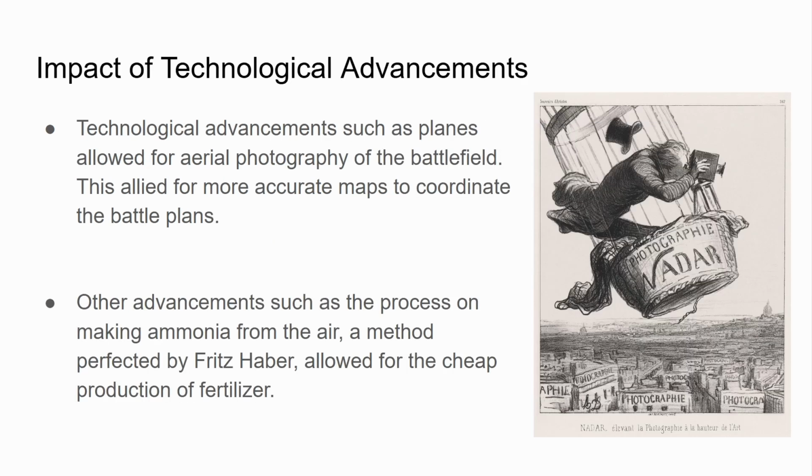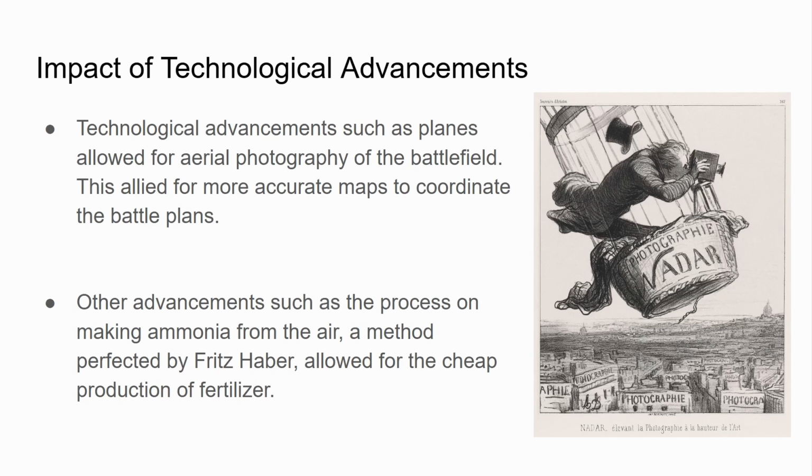Next, the impact of technological advancements at the time. Some technological advancements were planes, which allowed for aerial photography, as well as hot air balloons, which, shown in the picture there, allowed Nadar and photographers like him to take pictures from above so that strategists could get a better view of the ongoing battles, which allowed for more accurate maps.